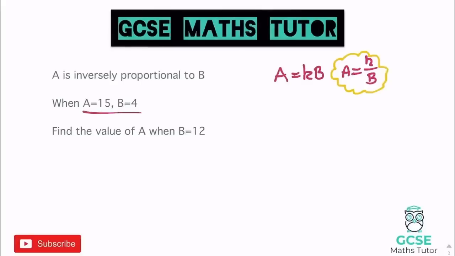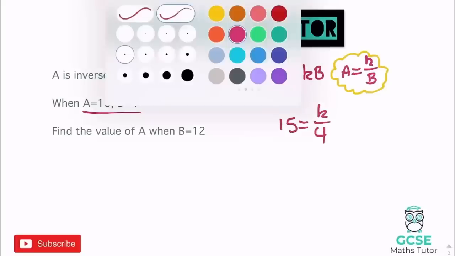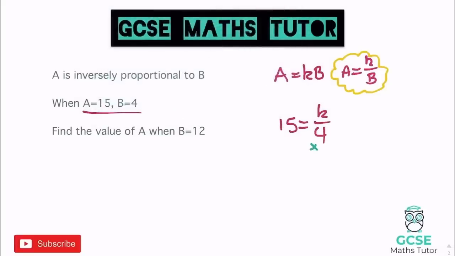So it says 15 for A, so 15 equals K over, and it says B is 4. So we can solve this for K, we can times both sides by 4 to isolate K there, and we get 60 equals K, or K equals 60. And now what we can do is put that 60 back into the original formula here, and that will give us our formula. So A equals 60 over B.